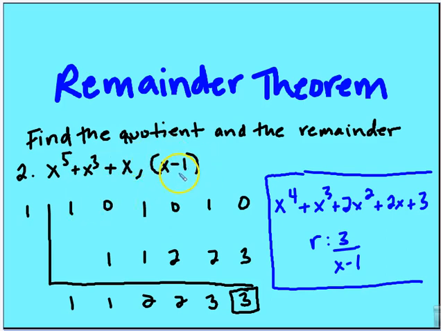Our potential root here is 1, and then again, we list the values here for the coefficients. 1 for x to the fifth, 0 for x to the fourth, 1 for x to the third, 0 for x squared, 1 for x, and then no constant. So again, we go through the synthetic division process. We find the remaining value is 3, and then the corresponding quotient here would be x to the fourth plus x cubed plus 2x squared plus 2x plus 3 with a remainder of 3 over x minus 1.